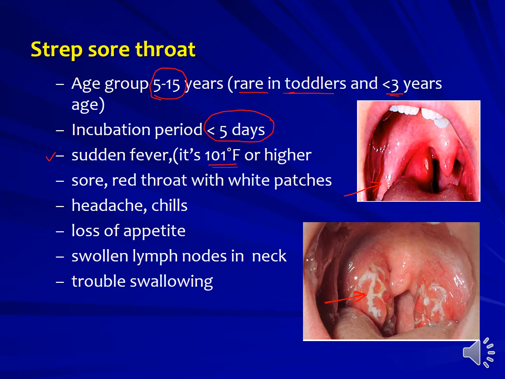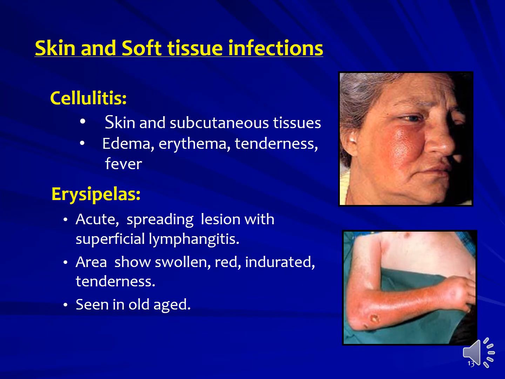The people will suffer with headache and chills, and loss of appetite or poor appetite will be present, and cervical lymphadenopathy, the painful enlargement of lymph nodes of the neck, is seen, and there will be a lot of difficulty in swallowing. That's because of severe inflammation of the throat and its appendages. It will be difficult to eat or swallow something.